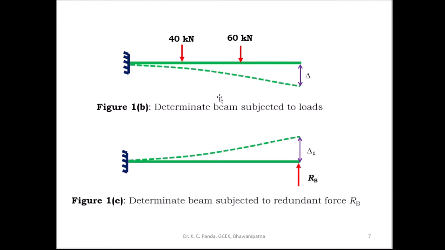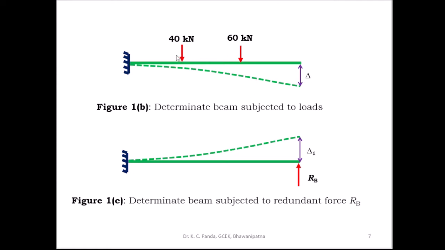So this is the beam. Here, by removing the redundant, this is the cantilever beam with only the external load. So you have to find out the downward deflection delta. This is the determinate beam subjected to external loading of 40 kilonewton and 60 kilonewton, and you have to find out the downward deflection at the free end. So this is the first step.